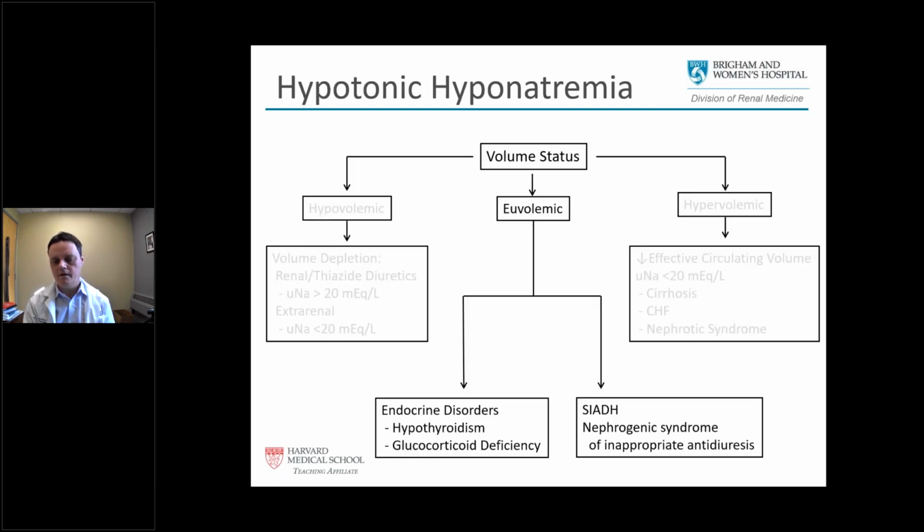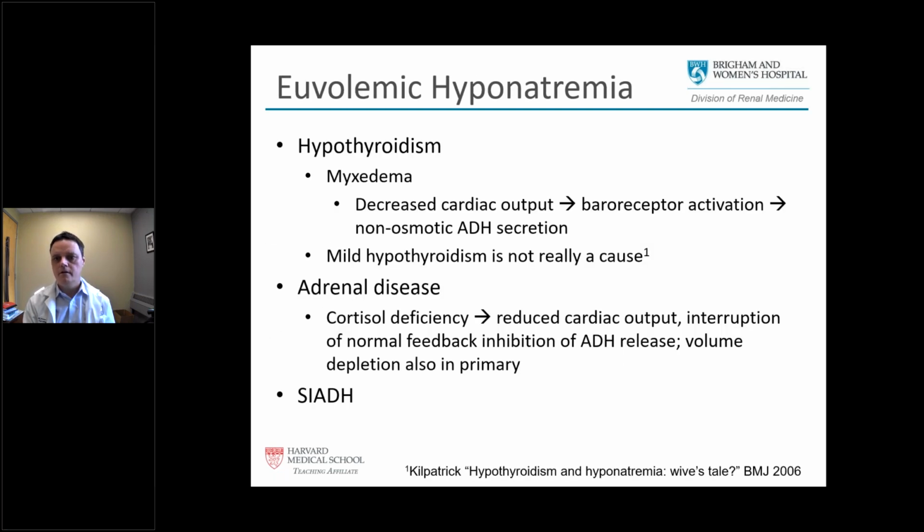Finally, euvolemia. Hypothyroidism, patients with severe hypothyroidism, myxedema, decreased cardiac output, baroreceptor activation, and a non-osmotic ADH secretion. Mild hypothyroidism is not generally a cause of this. Adrenal insufficiency is a relatively common cause of hyponatremia also, due to cortisol deficiency. But the commonest cause of euvolemic hyponatremia is something called SIADH, the syndrome of inappropriate ADH secretion.